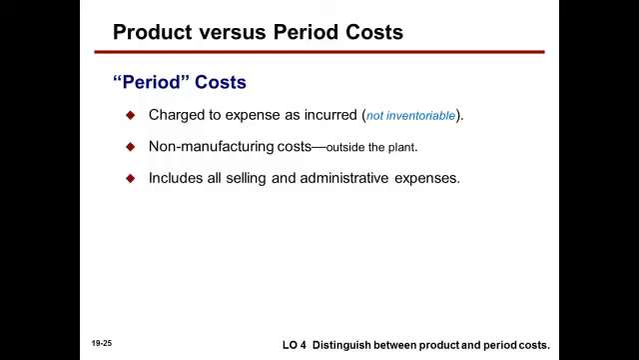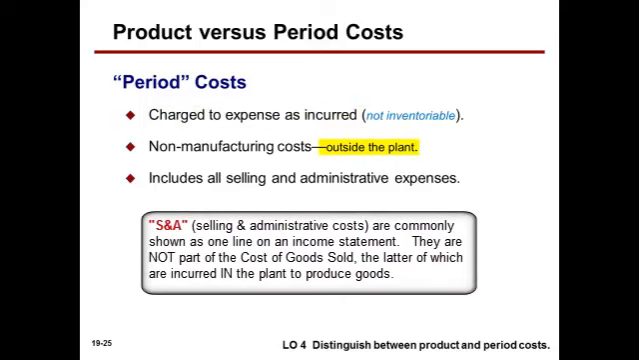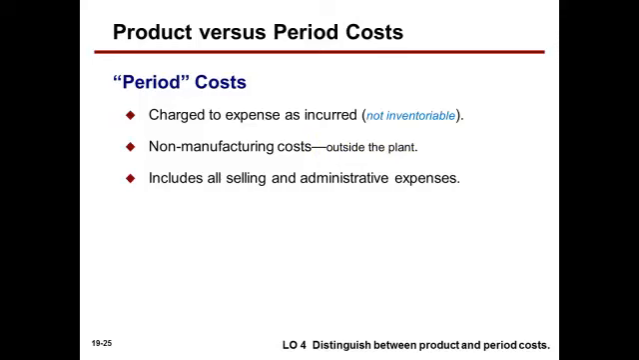Let's contrast this with period costs. They are charged to expense as incurred. They are not inventoriable. They do not flow through an inventory account. They are non-manufacturing costs incurred outside the plant. They include all selling and administrative expenses. For example, sales managers, the CEO of a company, the CFO of a company would all be in the selling and administrative category. Period costs, expensed as incurred.